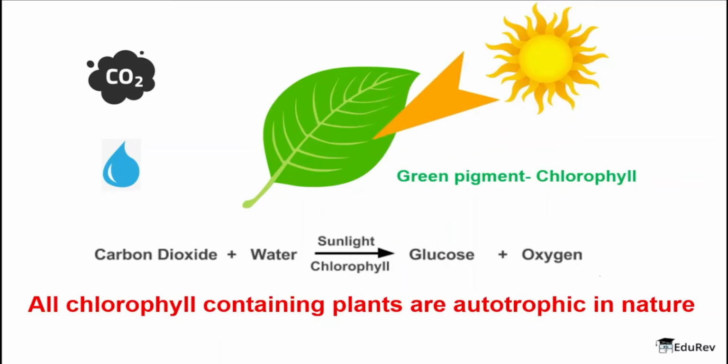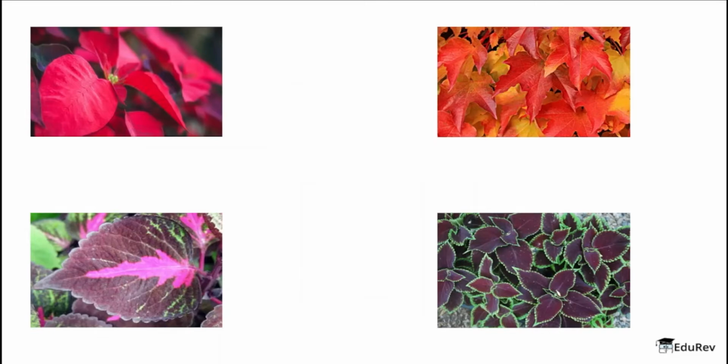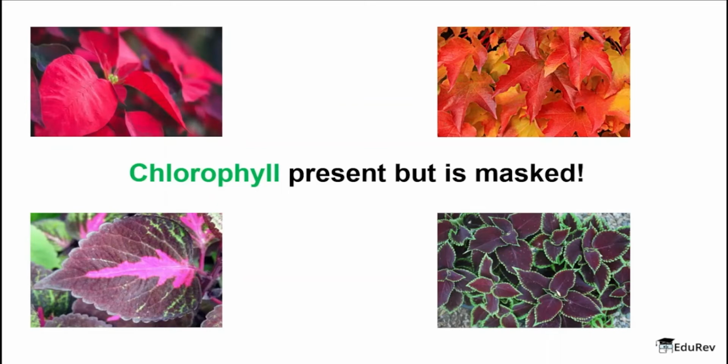But we have all seen some different kind of leaves which is not specifically green in color. Does this mean that these leaves do not perform photosynthesis? Well, no. Such leaves also contain chlorophyll and hence they also perform photosynthesis, but chlorophyll is actually masked underneath the beautiful colors that we see in these leaves.